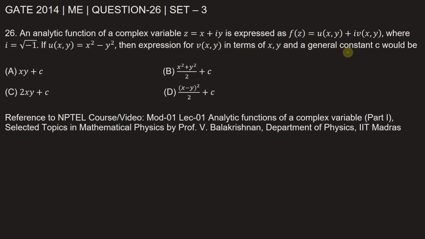then the expression for v in terms of x and y and a general constant c would be, since it's given that the function is analytic, that means it will satisfy the CR condition, the Cauchy-Riemann condition. Okay, so let's write here, since the function f of z is analytic, it's an analytic function, therefore it will satisfy CR condition.